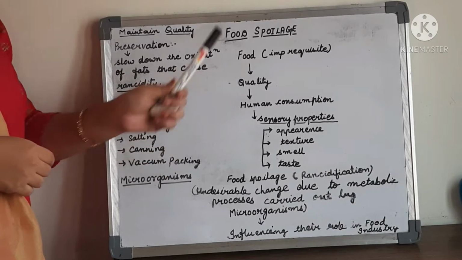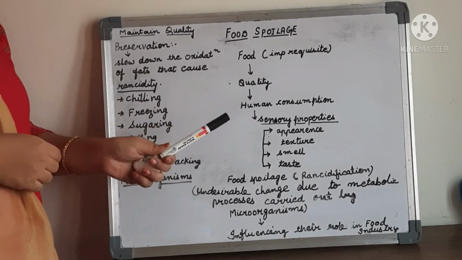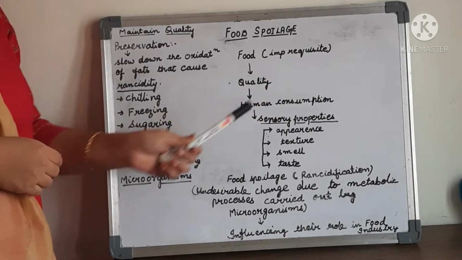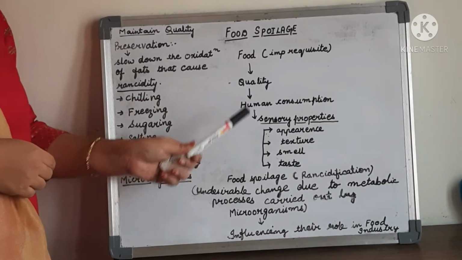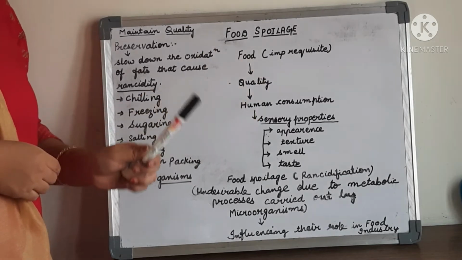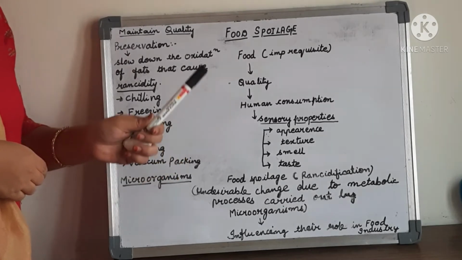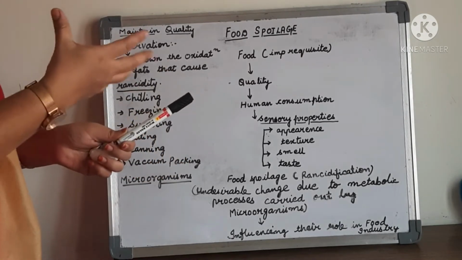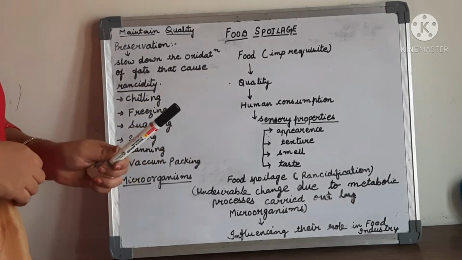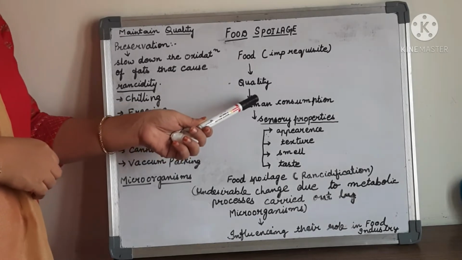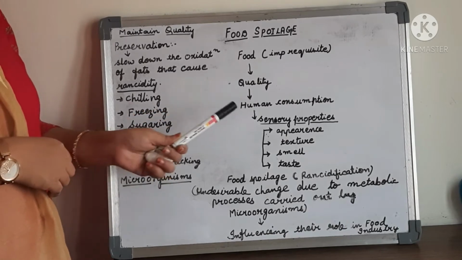So when we want to consume food, what are the prerequisites we consider? When we consider food for human consumption, the quality becomes an essential criterion. Along with the quality, we also consider certain nutritious values, whether the food we are consuming has any nutrient value or how it is helping us. Along with that, we also consider certain other factors, but the important primary requisite is the quality of food.